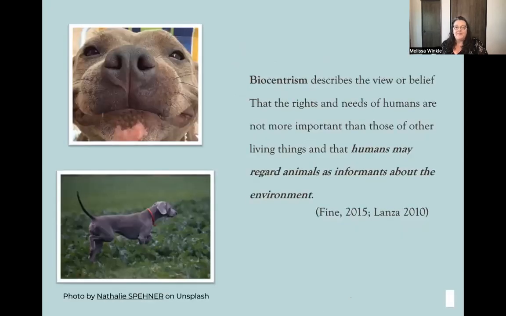Biocentrism describes the view or belief that the rights and needs of humans are not more important than those of other living things, and that humans may regard animals as informants about the environment. So how many of you have ever said, oh, well, I can't be friends with them, or that can't be my girlfriend or boyfriend because my dog didn't like them? Or you're sitting home alone and you hear a noise, and the first thing you do is look at your dog to see if they heard the noise too, right? And so we're always looking to them as informants about the environment, whether it be other people, places, or things.